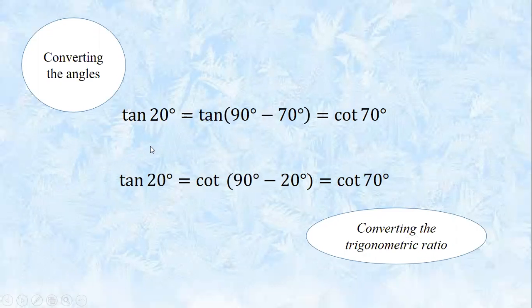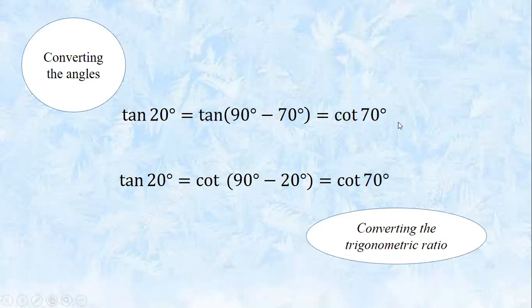Let us see how. Tan 20 is tan 90 minus 70, which is cot 70. Now, let us convert the trigonometric ratio first, keeping the angle same. So, tan 20 is cot 90 minus 20. So, the angle is retained, but the trigonometric ratio is changed in this. Now, 90 minus 20 is 70. So, answer is cot 70. So, the final answer is the same. It depends whether you are going to keep the ratio intact and change the angle, or you're going to change the ratio and keep the angle intact.